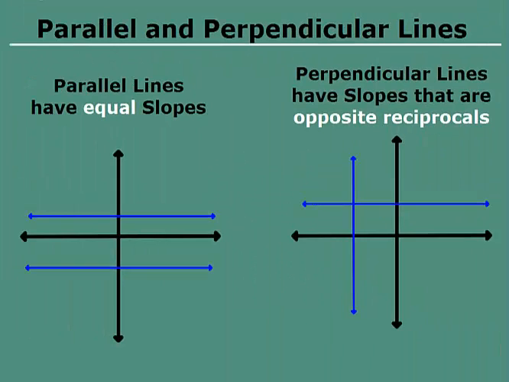Parallel and perpendicular lines. This is where, the last 3 years I've taught this course, people get really confused and have issues. So parallel lines are lines that have equal slopes, right? Does that make sense? What does the word parallel mean?